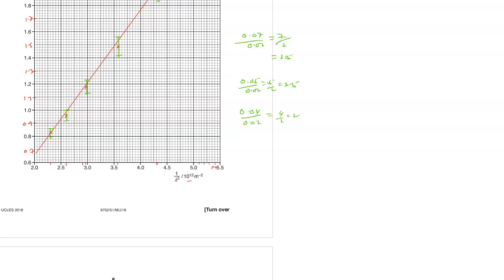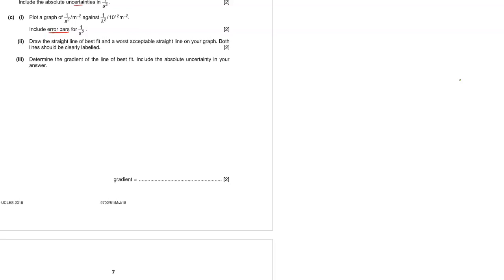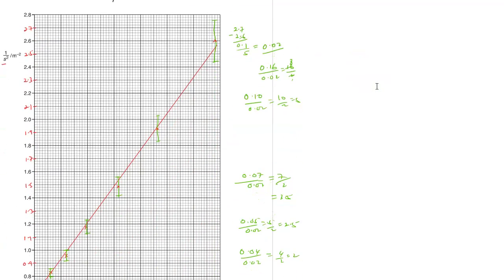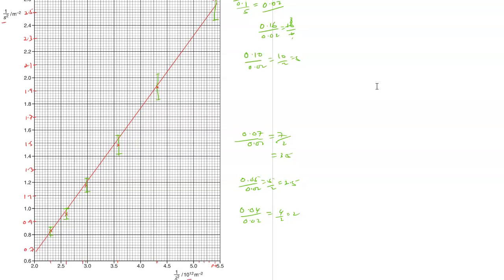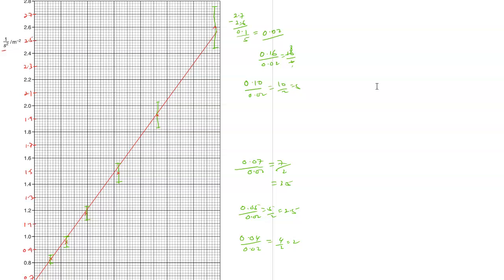So the next task is to draw the worst acceptable line. Let me zoom out this. We have drawn the line of best fit. We need the worst acceptable line on the graph. The worst acceptable line should pass through each error bar. It doesn't matter whether it is up or down. It does not have to touch the axis. You just draw whatever you desire.